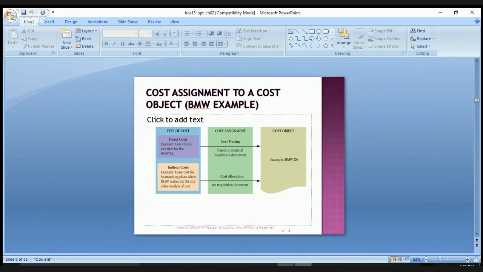Okay? So in the direct cost, I would take how much steel I used for that particular vehicle, and what did that steel cost me? I could physically trace it to this BMW over here. Same thing with the tires. I can physically trace those 4 tires, or 5 tires if you count the spare, to a particular vehicle. So I'm cost tracing those. And it's based on the material requisition document. We'll be talking about that later.